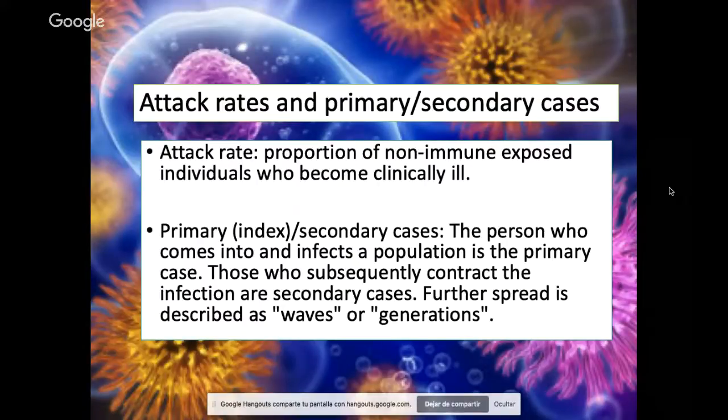Attack rates and primary and secondary cases. Attack rate is the proportion of non-immune exposed individuals who become clinically ill. Primary and secondary cases: the person who comes into and infects a population is the primary case. Those who subsequently contract the infection are secondary cases. Further spread is described as waves or generations.